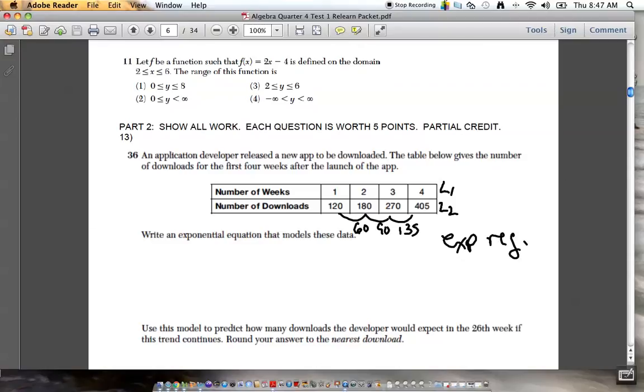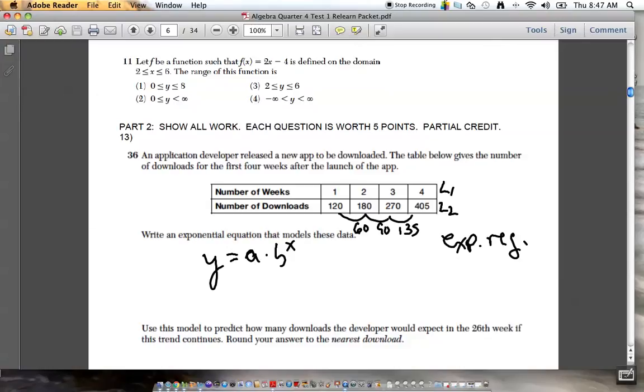So you put those values into the calculator and you type in exponential regression and it will tell you the answer. Okay? Now, how could you also do it? There's a couple of ways. Since it's exponential, it's y equals a times b to the x, and this is exactly what the calculator would do for you anyway.